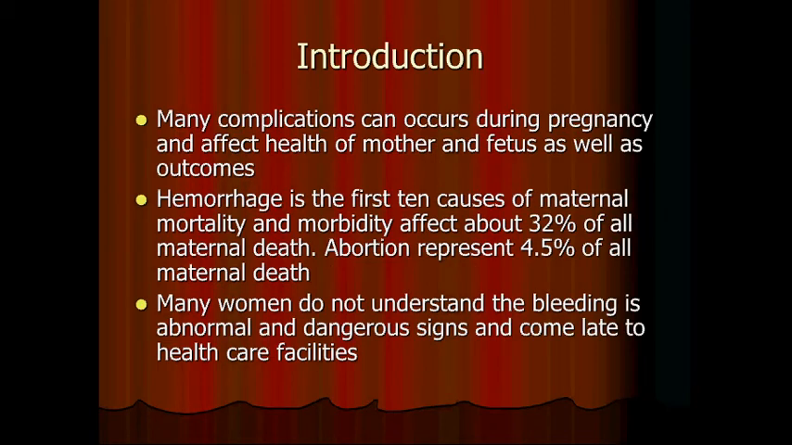Introduction. Many complications can occur during pregnancy and affect the health of mother and fetus, as well as outcomes. Hemorrhage is among the top 10 causes of maternal mortality and morbidity, affecting about 32% of all maternal deaths. Abortion represents 0.5% of all maternal deaths. Many women do not understand that bleeding is an abnormal and dangerous sign and come late to healthcare facilities.